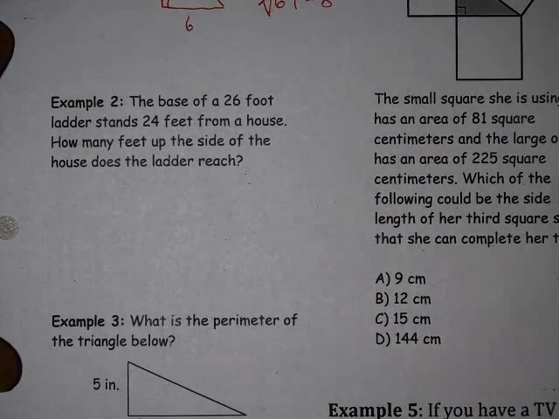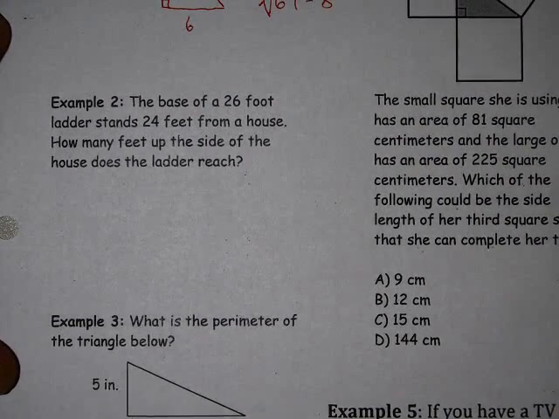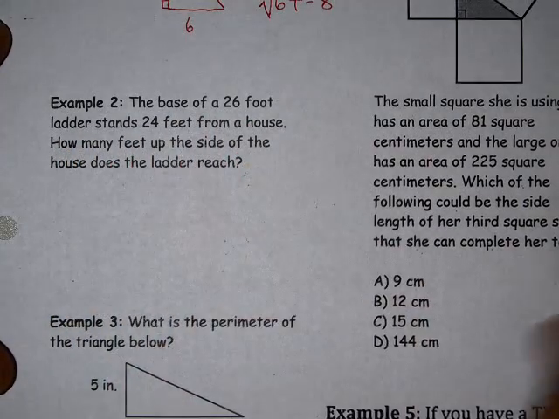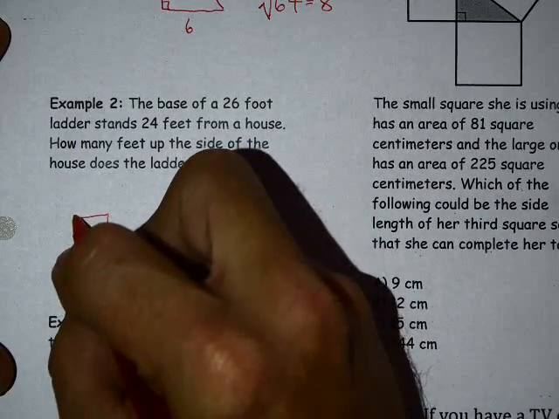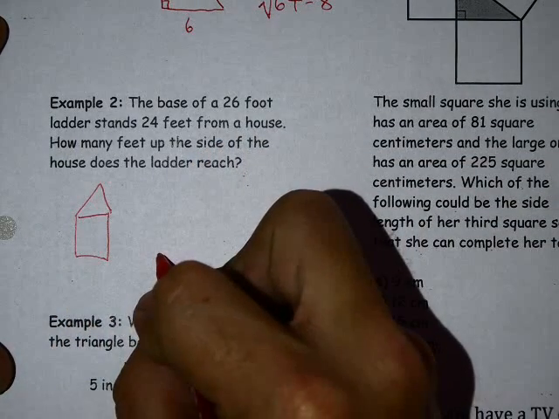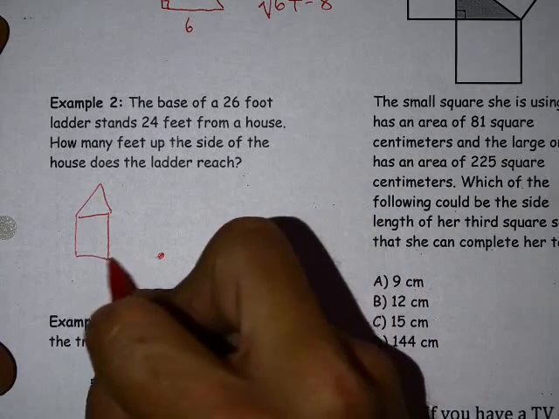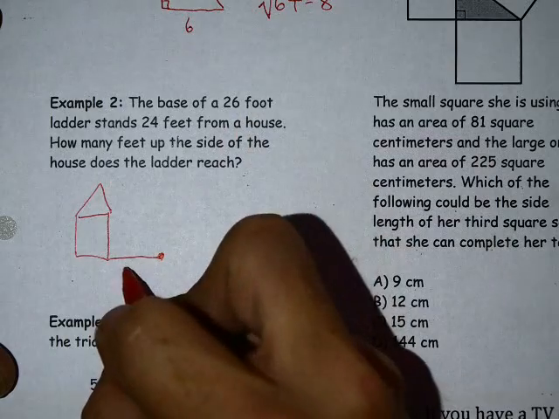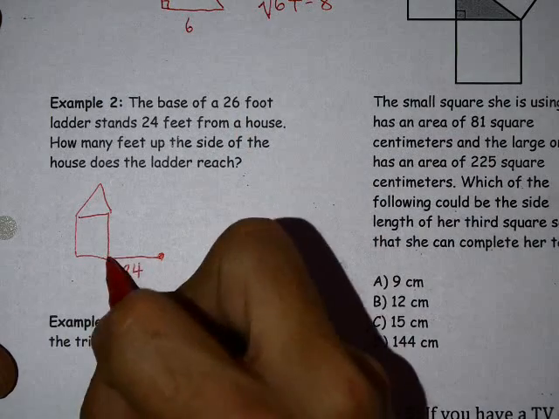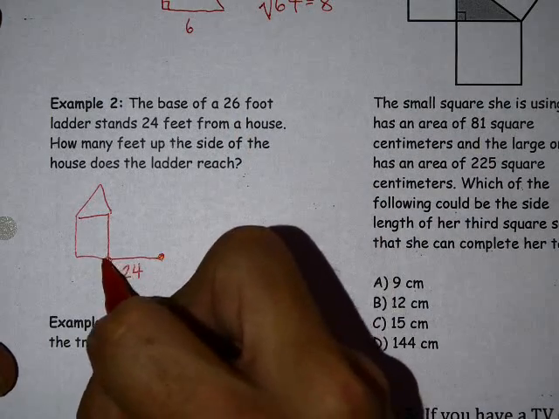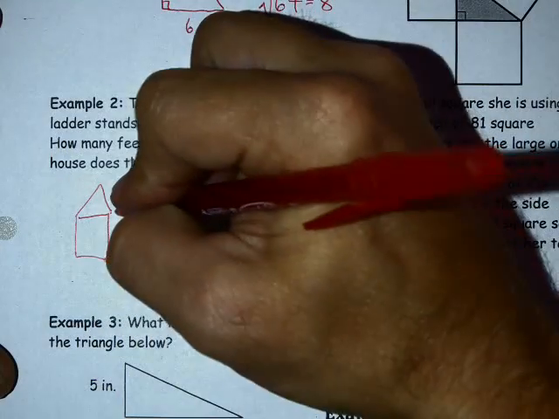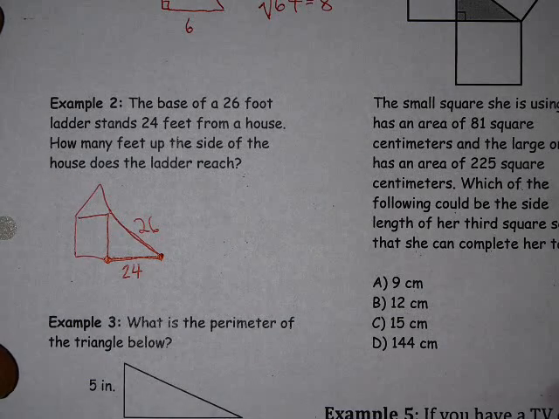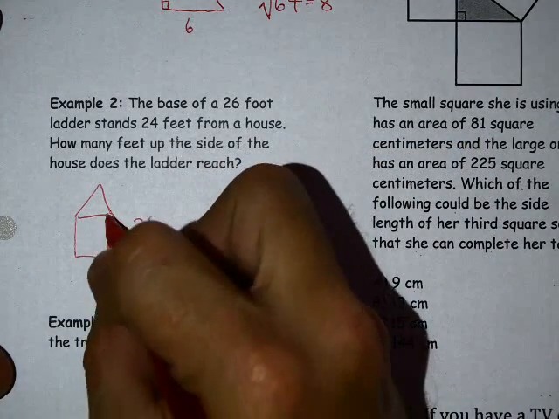Okay? Next question, and a very popular one. It says the base of a 26-foot ladder stands 24 feet from a house. Okay, so we draw our little house here. So from the base of the ladder to the building is 24, and it says the ladder is 26 feet long. So how many feet up the side of the house does the ladder reach?